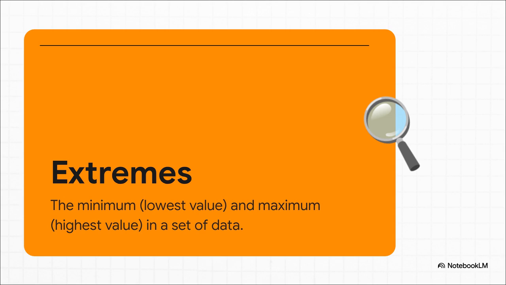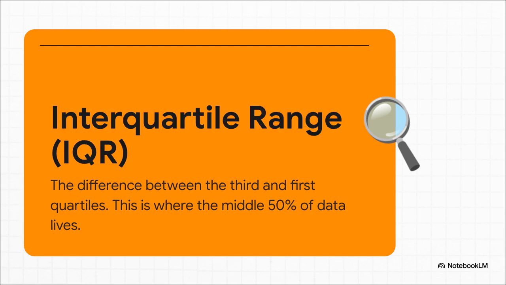Okay, this next one's a piece of cake. The extremes. This is literally just your smallest number, the minimum, and your biggest number, the maximum, in the whole set. These 2 numbers will eventually become the very ends of our plot's whiskers. And last in our toolkit is the Inter Quartile Range, or as we call it, the IQR. This is simply the space between Q1 and Q3, and it's what forms the box in our plot. Now, this part is huge because it shows you where the core middle 50% of your data is all clustered together. It's really the heart of your data set.